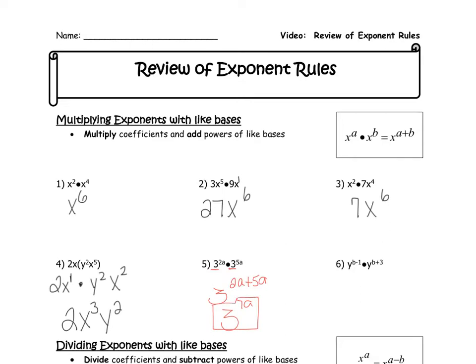Okay? Now number 6, same concept. The common base is y. So we keep the y and we add the powers. b minus 1 plus b plus 3. So my final answer would be to combine the like terms. So I have b plus b, which is 2b. And then I have negative 1 plus 3, which is 2. So this is my final answer.